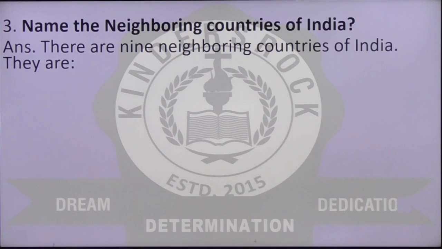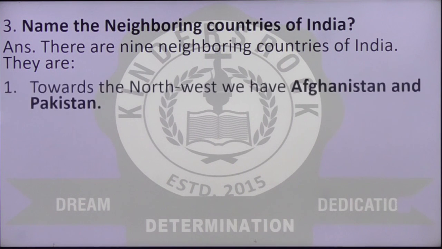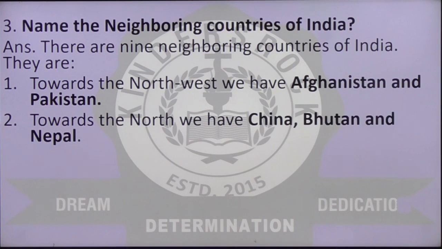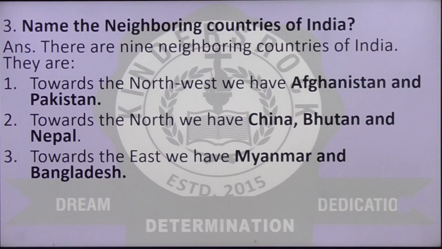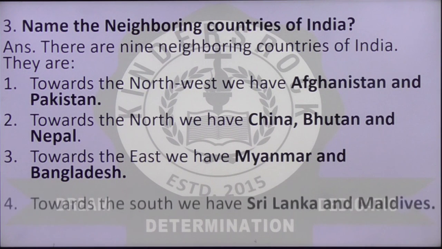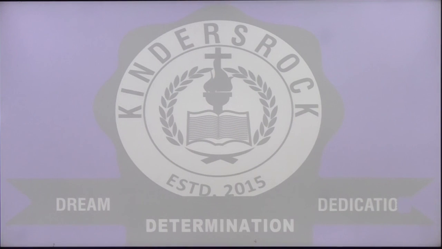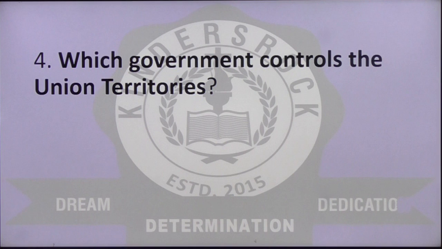Okay. Name the neighboring countries of India. There are 9 neighboring countries of India. They are, towards the northwest we have Afghanistan and Pakistan. Towards the north we have China, Bhutan and Nepal. Towards the east we have Myanmar and Bangladesh. And towards the south we have Sri Lanka and Maldives. Very good. Which government controls the union territories?